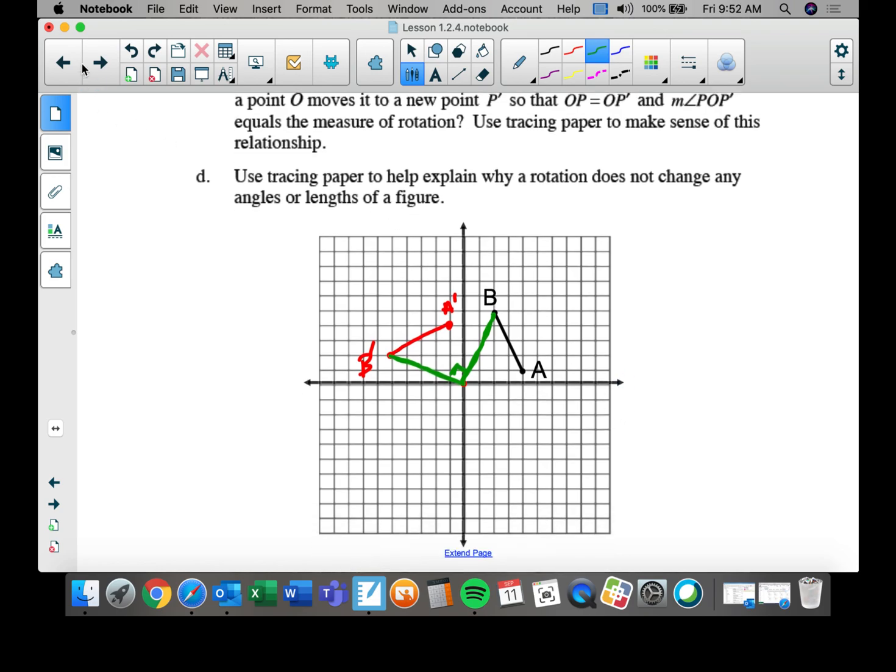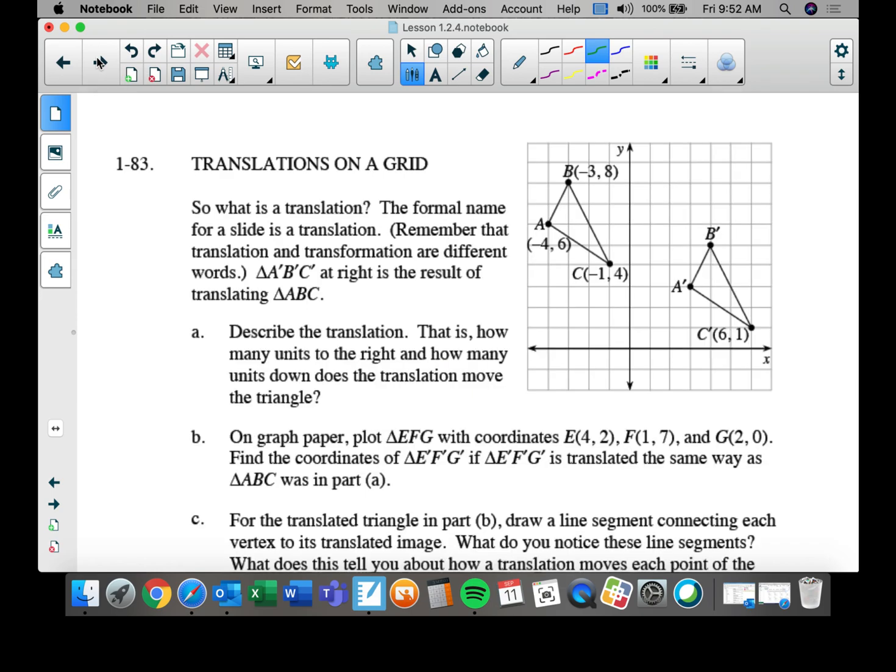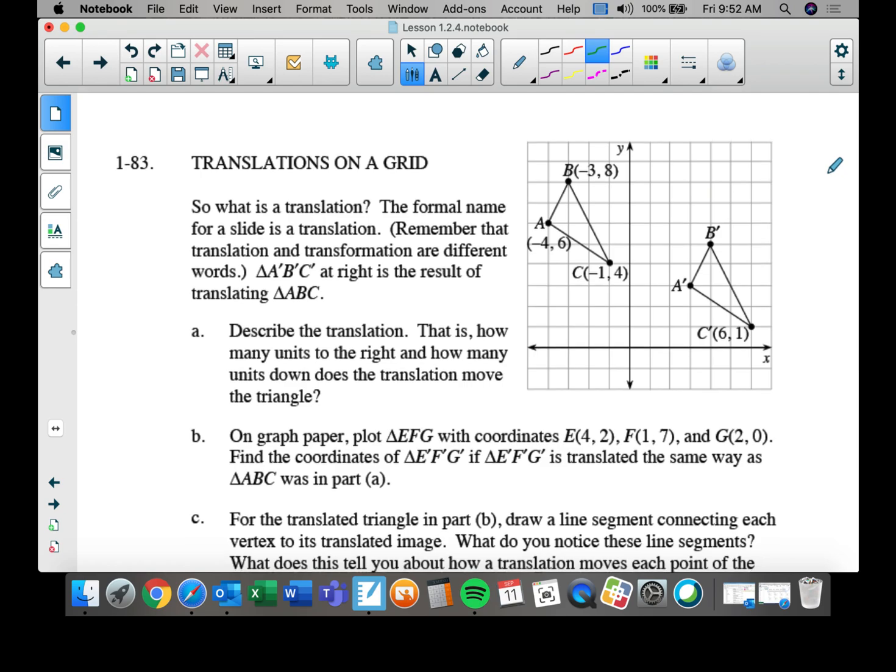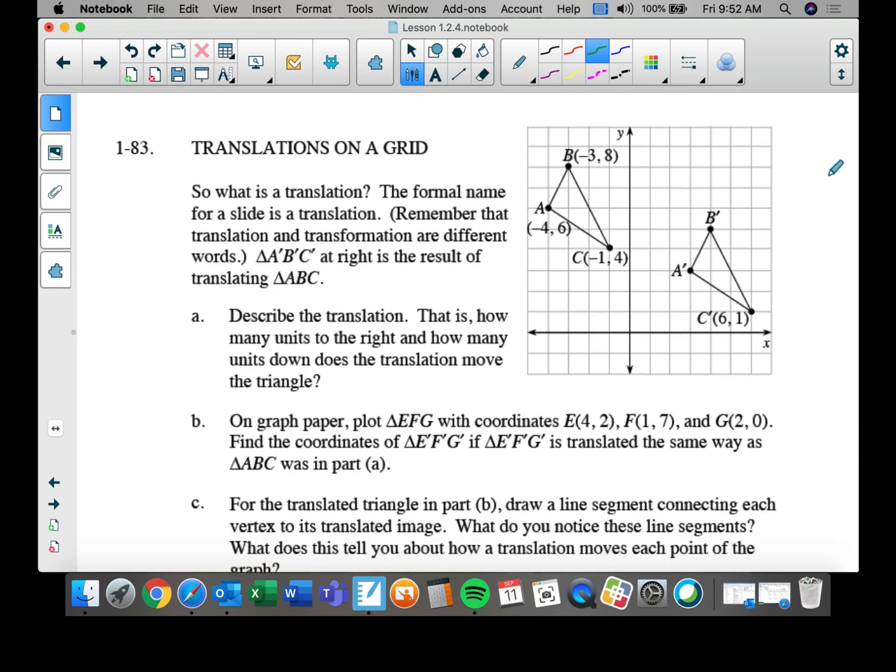So that is what that problem is about. If we take a look at the next one, now we're moving on to the last transformation that we're going to talk about. We've talked about reflections. We just talked about a couple of examples about rotations. Now we're going to go into this last one, talking about translations.